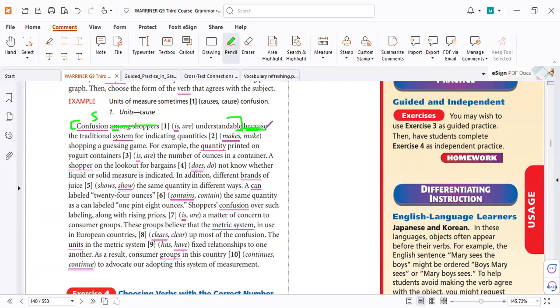How did you know? He said cause and effect technique. The traditional system for indicating equalities makes shopping a guessing game. So it's understandable or not? Yes. That is it. Feel it? Of course, confusion is an abstract noun. Abstract noun, as you know, love, honesty, something you don't know by your senses. I don't touch or sense or feel or taste confusion.